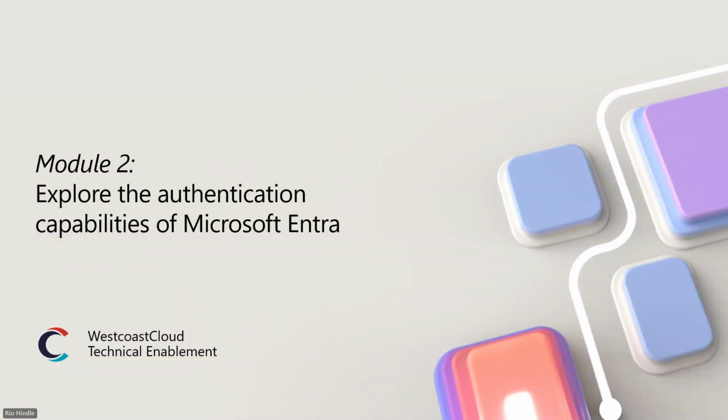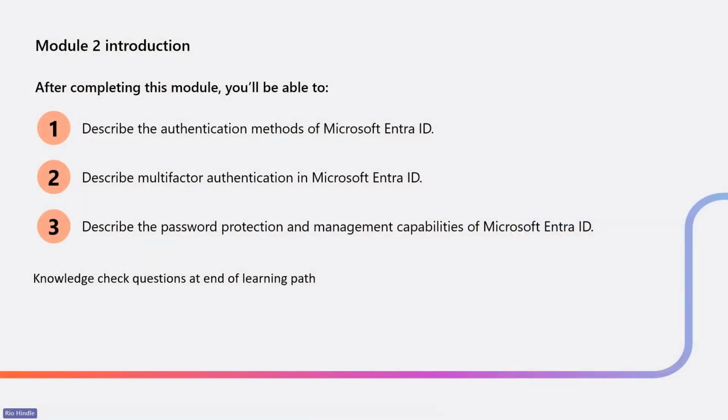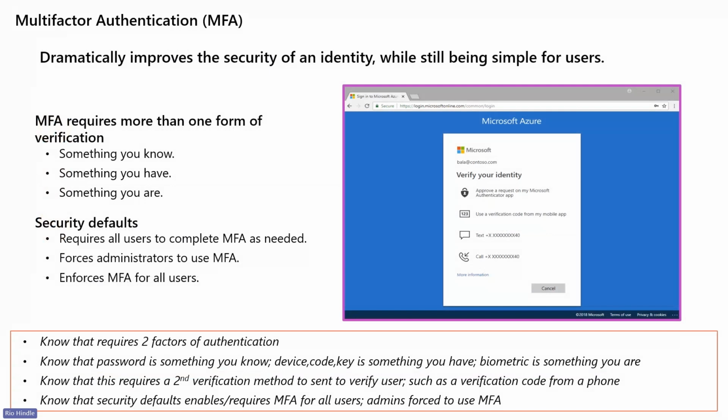In module 1, we're going to start looking at exploring the authentication capabilities of Microsoft Entra. So we'll look at describing the authentication methods of Microsoft Entra ID, describing multi-factor authentication in Entra ID, what it is, and describing password protection and management capabilities in Microsoft Entra ID. So typically we would have a password, right? Passwords are great until you see the latest Microsoft Digital Defense report, where 97 to 98% of known compromises are due to lack of MFA and weak passwords being used. Albeit the most weak password to date is password123, right?